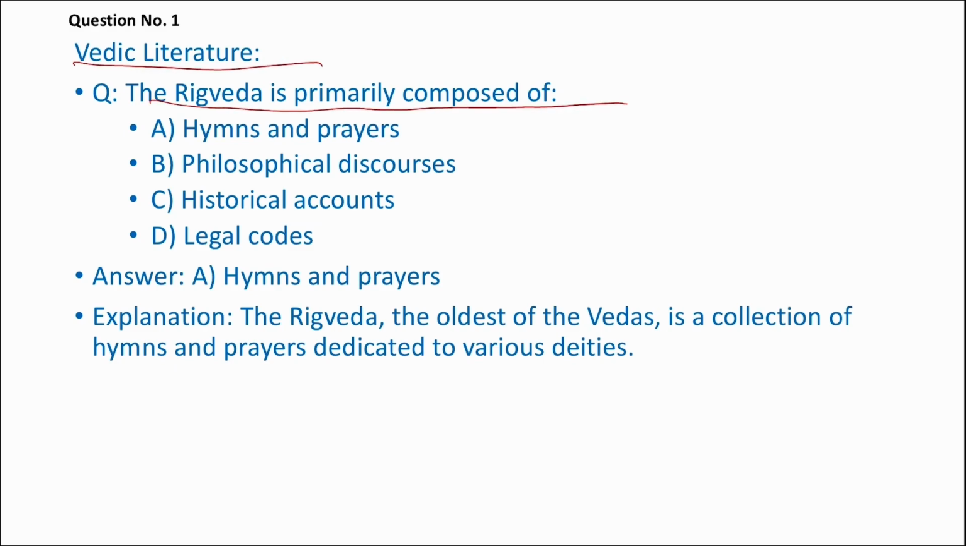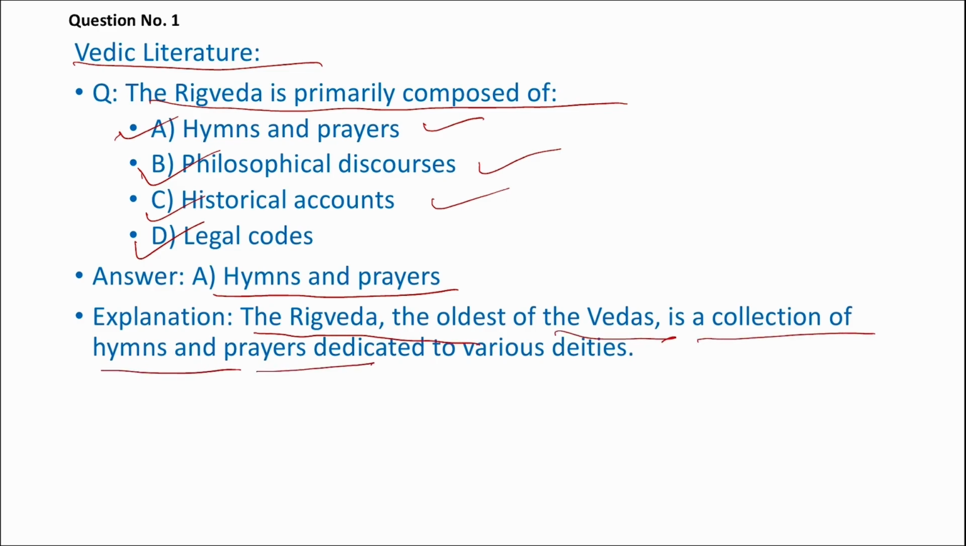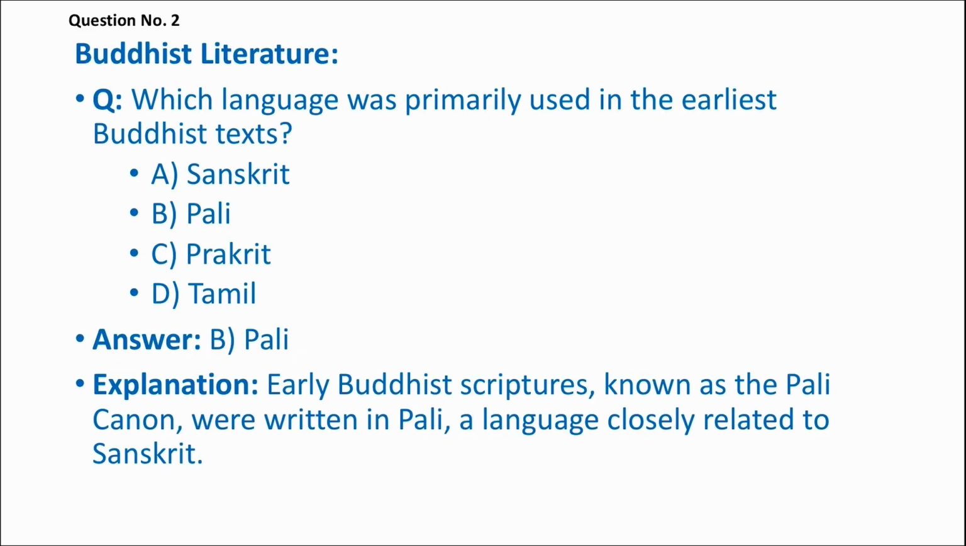The Rig Veda is primarily composed of what? Option A is hymns and prayers, B philosophical discourses, C historical accounts, D legal codes. In fact, A is the right answer, that is hymns and prayers, because the Rig Veda, the oldest of the Vedas, is a collection of hymns and prayers dedicated to various deities. So option A is the right answer.